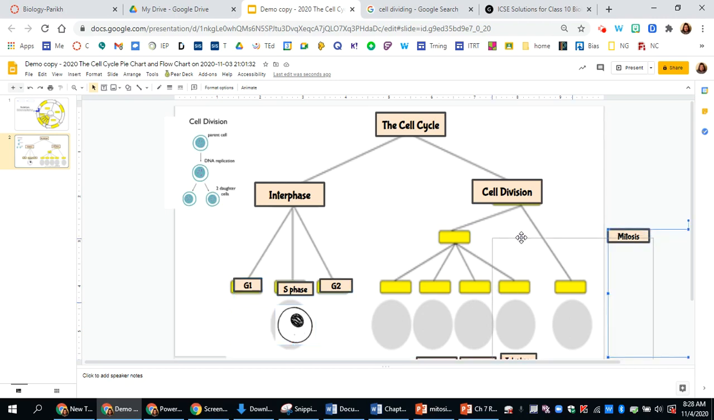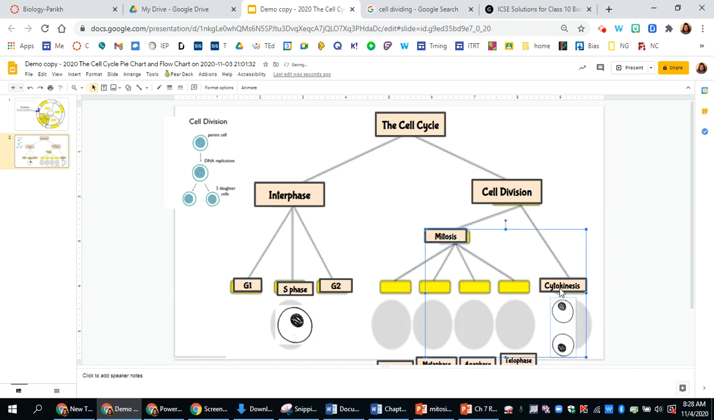The second part, cell division, is divided into two different subgroups: mitosis, division of the nucleus, and cytokinesis, which is division of the cytoplasm and the cell itself. And so you can see the big picture. We start with one cell, we end up with two identical daughter cells.